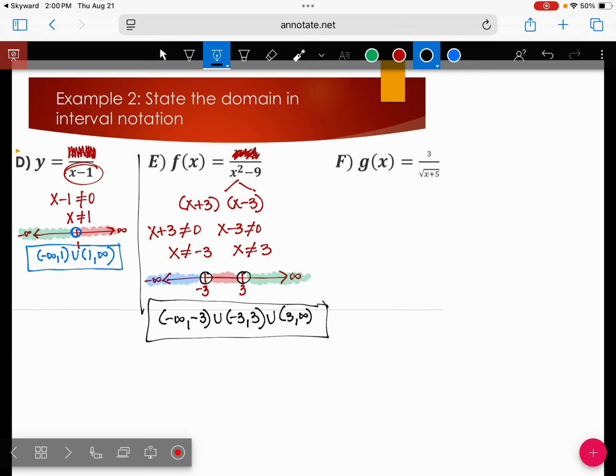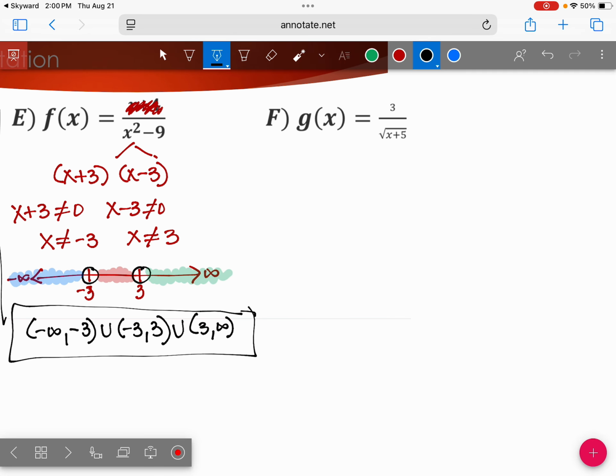All right, last one, F. Well, I didn't mean to say last one. That's a lie. Last one on this slide. Then we got one more slide and then we're done.